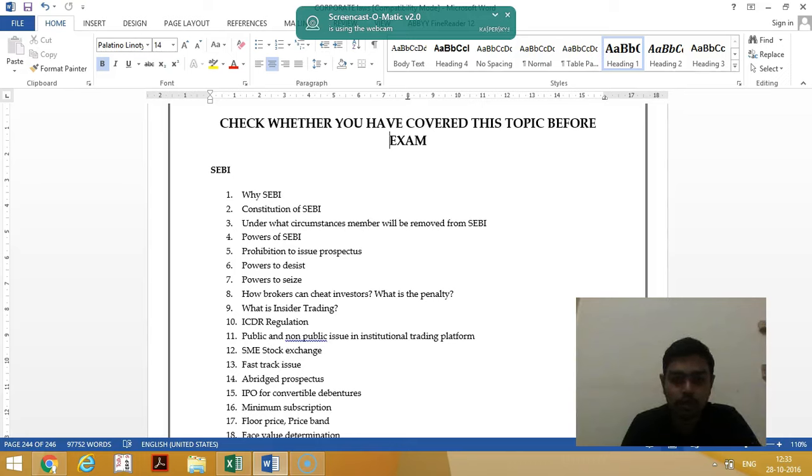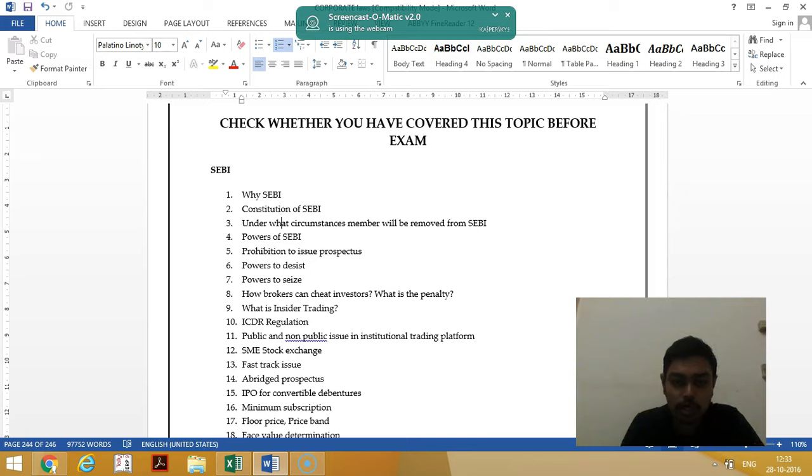Now we are going to concentrate on high focus areas in allied laws. First I will discuss what are the areas to be studied in allied laws. First we start with SEBI. Why SEBI? Constitution of SEBI. What are the circumstances in which a member will be removed from SEBI?